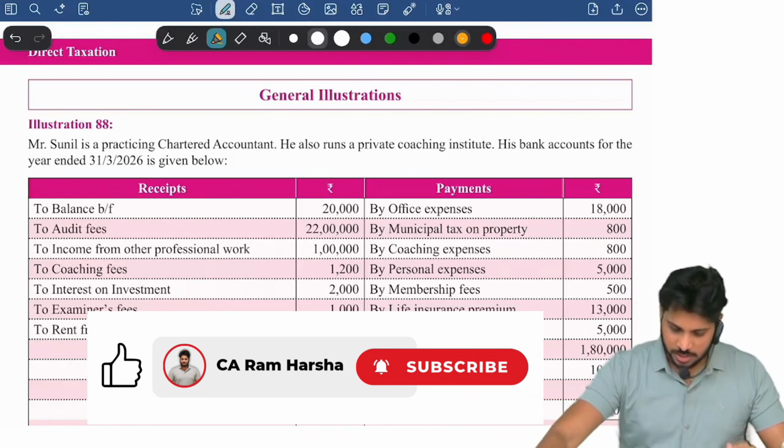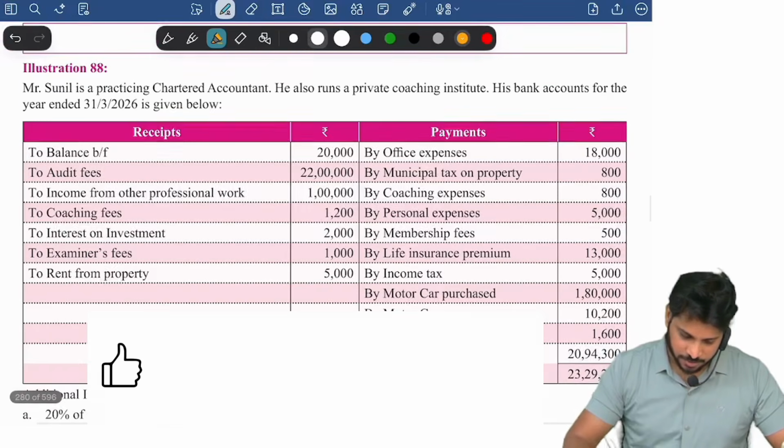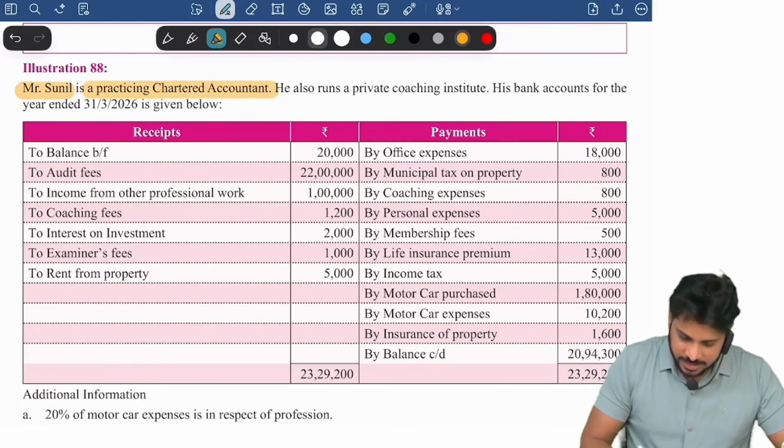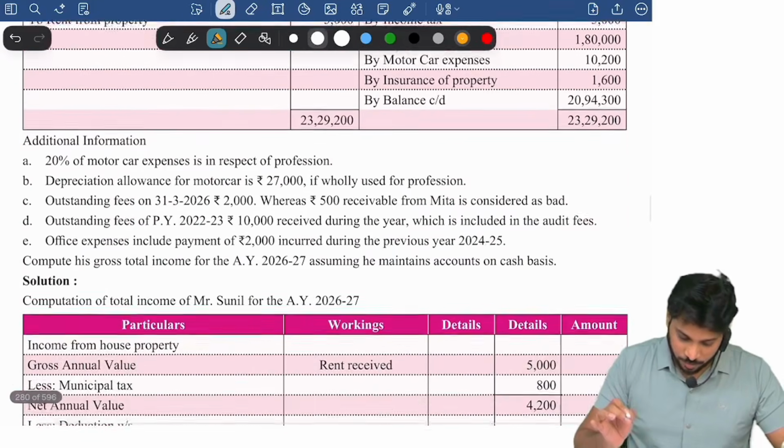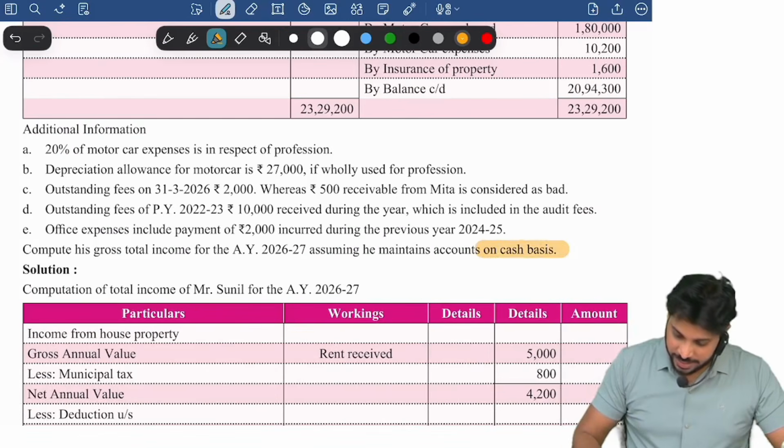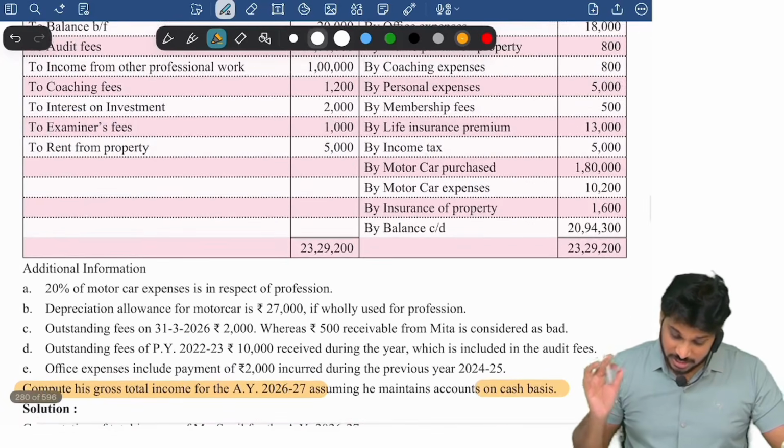Yes, let's look at general illustrations. Sunil, a practicing CA, runs a private coaching institute. He also runs, and his bank account details are given below. He is maintaining on cash basis. Remember that. Compute gross total income. They are asking just GTI.